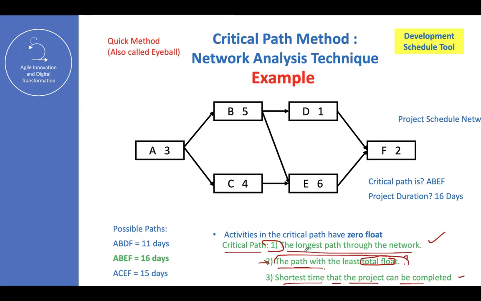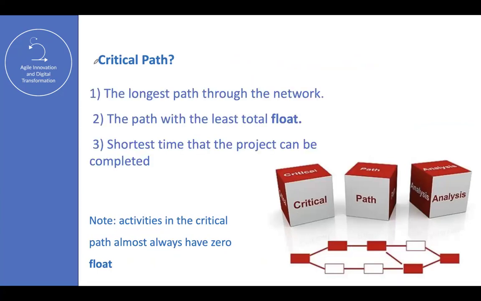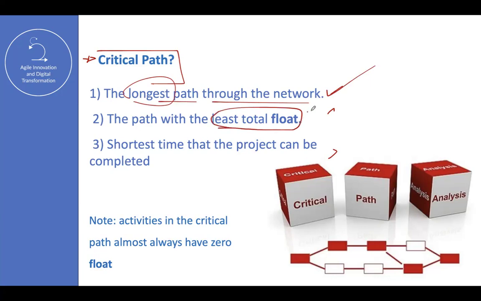So the total float, it's here. It's the definition. It's coming here to the next page. Before that definition, just to remind you, if you are going to forget everything, never forget that the critical path has these 3 definitions. Number 1 is the longest path through the network. We know that. That is easy. Number 2, the path with the least total float. What is that? I'm going to explain that now. And another definition is that the critical path is the shortest time that the project can be completed. That is another thing that we can digest.